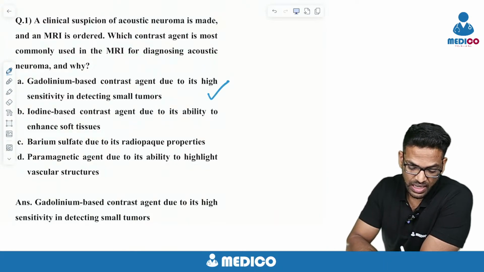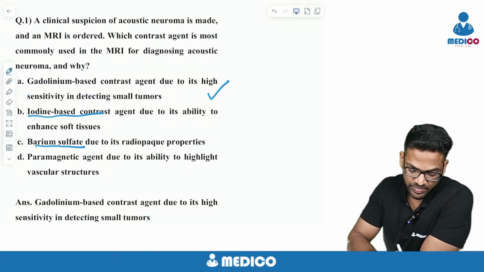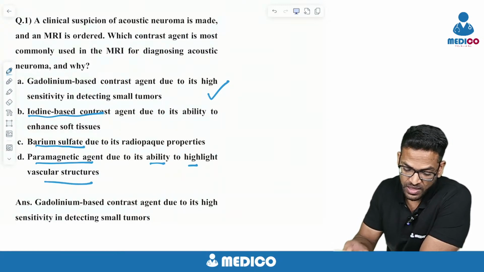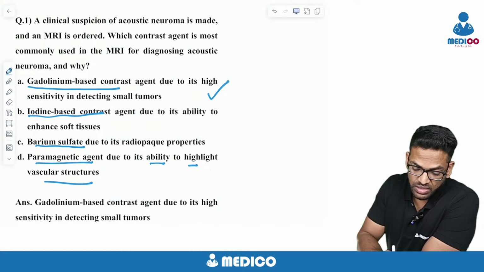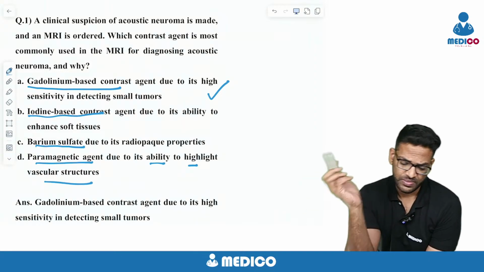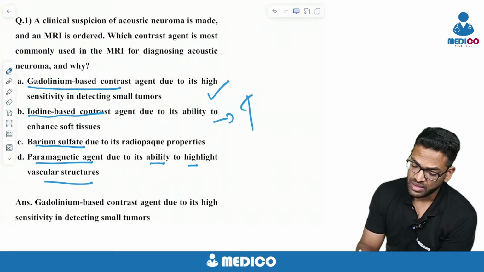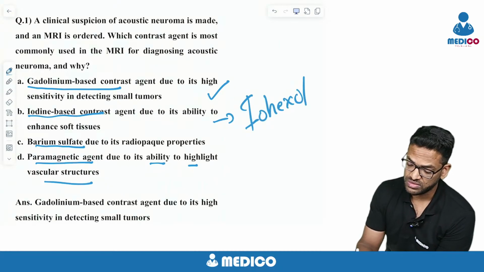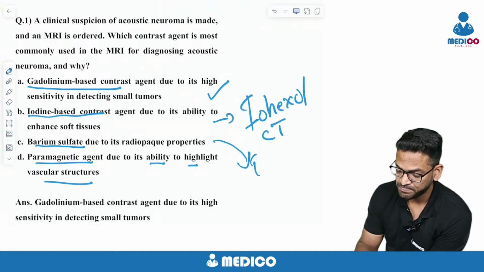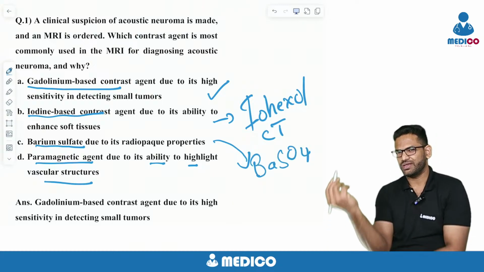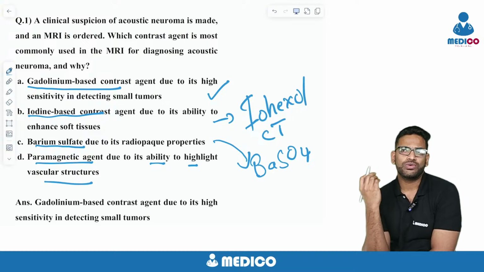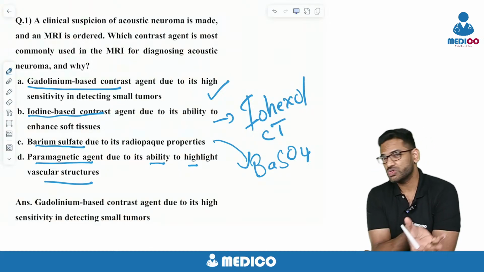Why not the others? They are iodine-based contrast agents, barium sulfate, and paramagnetic agent due to its ability to highlight vascular structures. So I would mark this as the correct answer. You know why? Because you know for sure that MRI uses gadolinium as contrast agent, and iodine-based contrast agents like iohexol are used in CT, right? And barium sulfate, BaSO4, where do we use that? We use that in barium swallow, follow through, when you want to opacify the bowel. That is when you use barium most commonly, right?